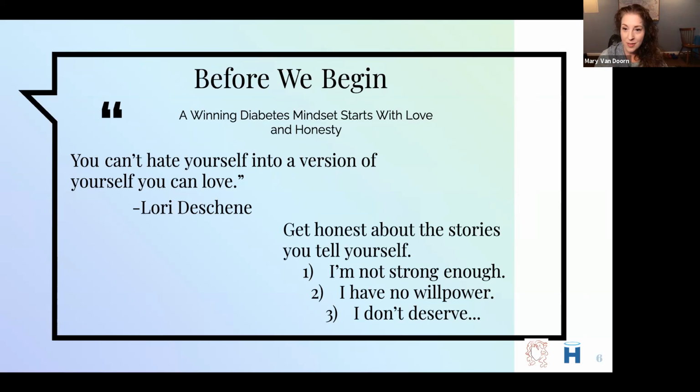You also have to get honest with yourself. You have to get honest about the stories that you tell yourself. I would tell myself things like, I'm not strong enough to do this. I have no willpower. I don't deserve to be happy, or I don't deserve the time for myself, or I don't deserve to buy myself that gym membership or that healthy food or that whatever. We like to make up stories, and we make up stories because they serve our purpose. So I was telling myself that willpower story for a good 20 years because I didn't really want to do the work for 20 years. And so I relied on that story. I had to get honest about it. Once I was honest about it, I could let it go. So love and honesty is where it begins.